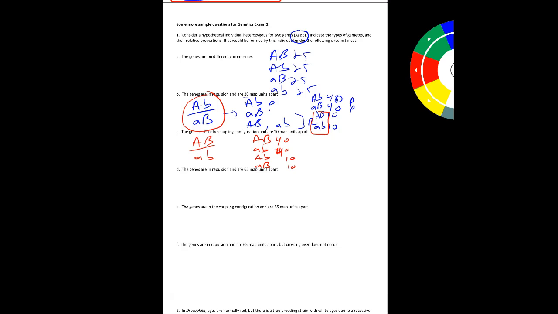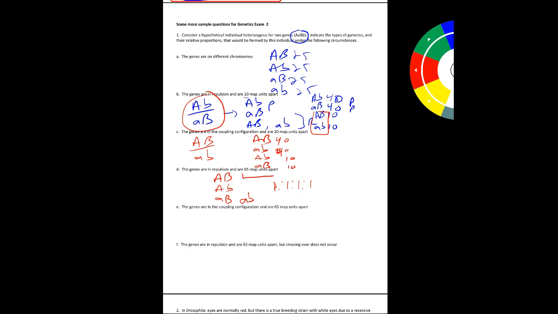The genes are in repulsion and are 65 map units apart. Doesn't matter if they're in repulsion or not. If they're 65 map units apart, man, I gotta leave some more room. Then they're, we'll just say 1 to 1 to 1 to 1. All those things. Because that's the maximum they can be apart.